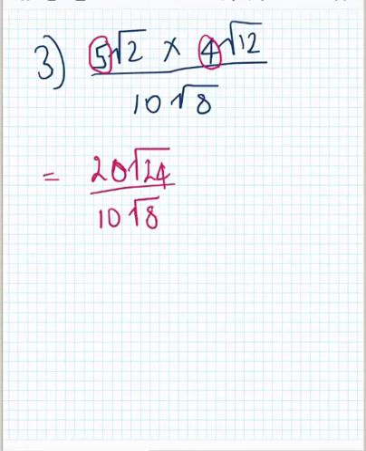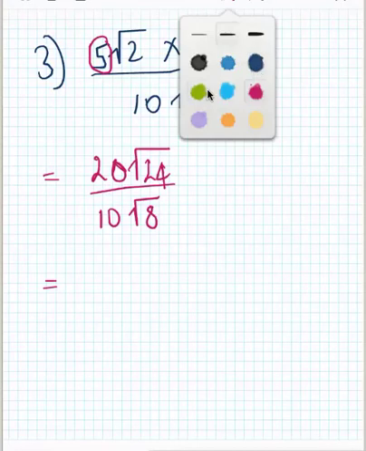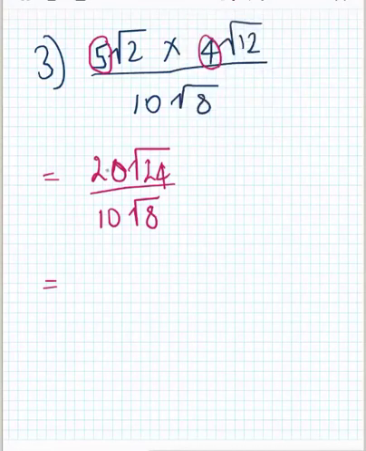Now, this one may not take us as long, but sometimes in other examples it can take you longer, depending on how large your numbers are. So now let's simplify what we can. So 20 and 10, well, 10 divided by 10 is 1. 20 divided by 10 is 2. And that's my outside numbers done.